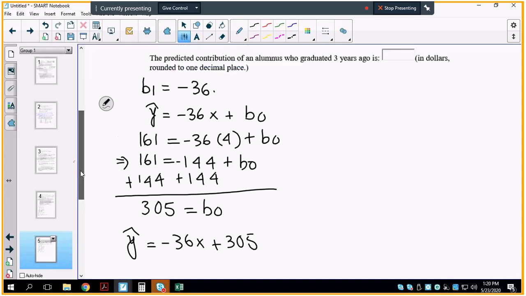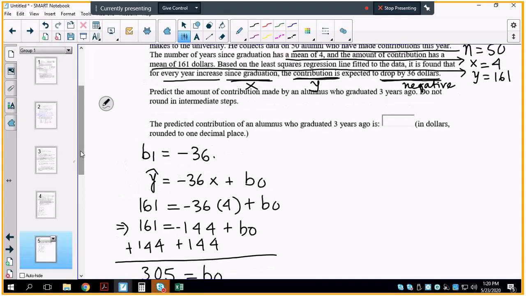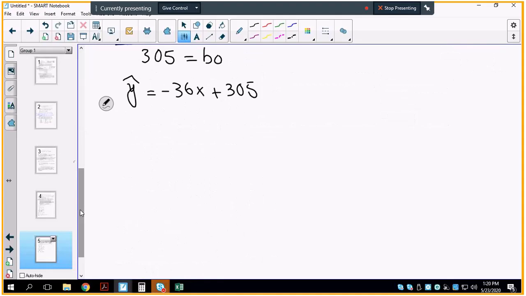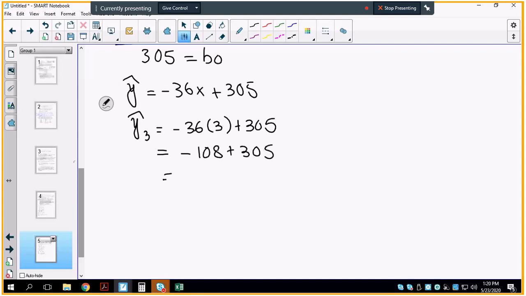What is the question in this problem? Predict the amount of contribution made by an alumnus who graduated 3 years ago. So your x is 3, you want to predict the amount. So let's go ahead and find it. Y hat at 3 will be negative 36 times 3 plus 305, and that will be equal to minus 108 plus 305, and the rest is subtraction. 15 minus 8 is 7, 9 minus 0 is 9, 2 minus 1 is 1.